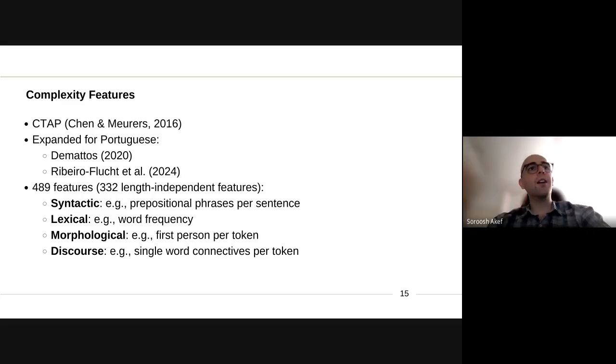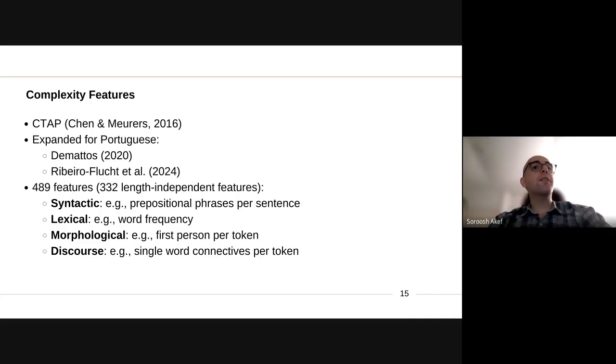And you can see we can extract a broad range of complexity features. So we have 489 features that span syntactic complexity, lexical complexity, morphological complexity, and discourse complexity. Syntactic complexity is basically how complex the syntax is, like prepositional phrases per sentence is one feature. Lexical features can be as simple as word frequency, or type to token ratio, or measures derived from psycholinguistic research, like imageability and age of acquisition. So these are all features that we can use to train our model.